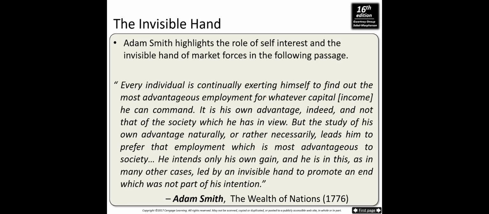But the study of his own advantage naturally, or rather necessarily, leads him to prefer that employment which is most advantageous to society. So when you follow your self-interest, you do the best for the society. He intends only his own gain, and he is in this, as in many other cases, led by an invisible hand. Here, the invisible hand he refers to is the price mechanism, to promote an end which was not part of his intention.